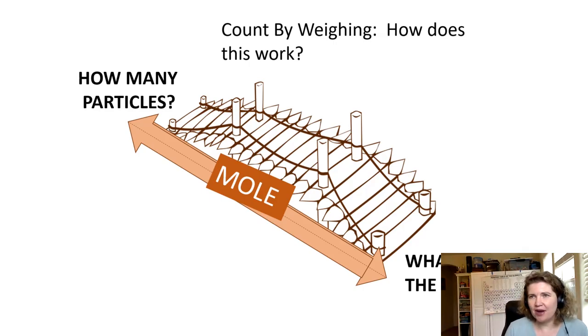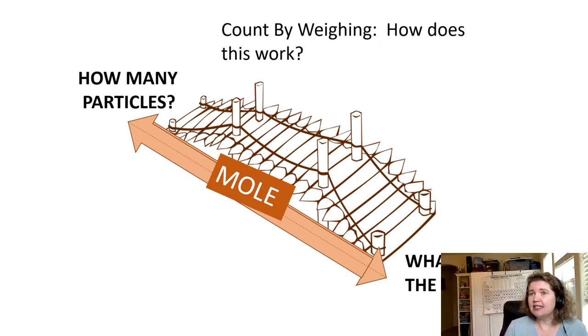Okay, in this video, we're going to talk about how chemists actually know how many particles they're working with, because atoms are so very, very small. How do we know how many we have? We don't have microscopic little tweezers that we can use to go 1 atom, 2 atoms, 3 atoms.